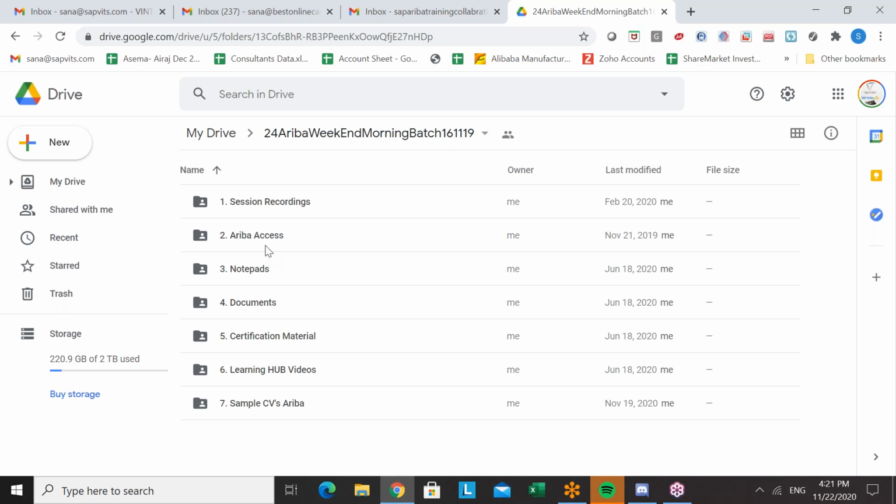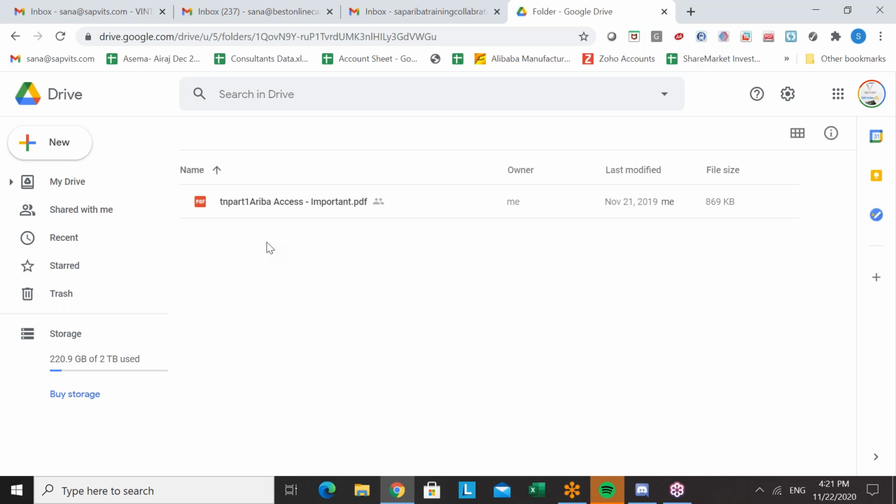Yeah. Now the second folder is for the Ariba access. That means you need to find out what the URL, the user ID, and the password are for Ariba buyer. Same thing for Ariba network also, for the supplier account. Here only you will get all the information about the Ariba access.